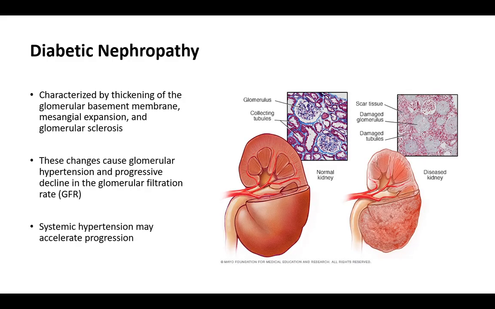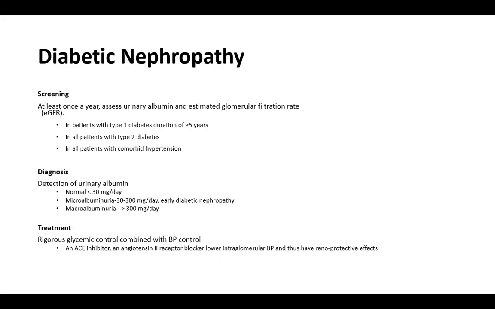And this is the pathophysiology, how it happens, and it is always microischemia because of the microangiopathy. Diabetic nephropathy screening is the same as for retinopathy: immediately in type 2, and after 5 years in type 1. And how to diagnose it? Microalbuminuria and low GFR.